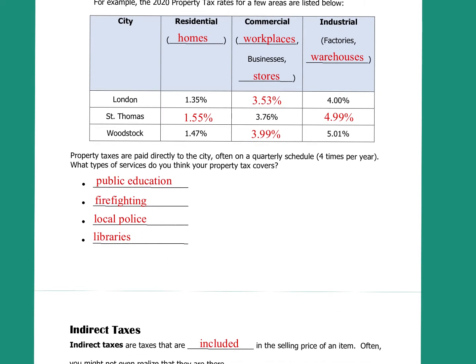So property taxes are paid directly to the city, and it often happens on a quarterly schedule. So rather than paying kind of a monthly bill like we usually do for our phones, we often pay quarterly, which means it's 4 times a year that we pay. And often people will set it up to automatically come out with their mortgage. And then it gets paid to the city quarterly. That way it doesn't suddenly seem like a lot coming out of your pocket 4 times a year.